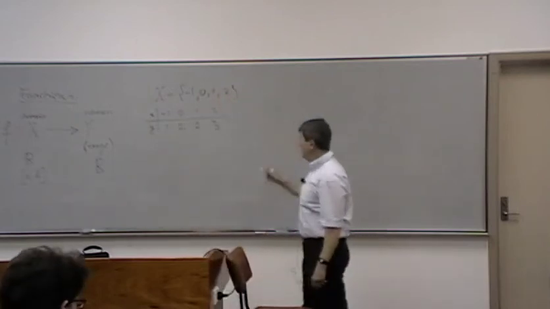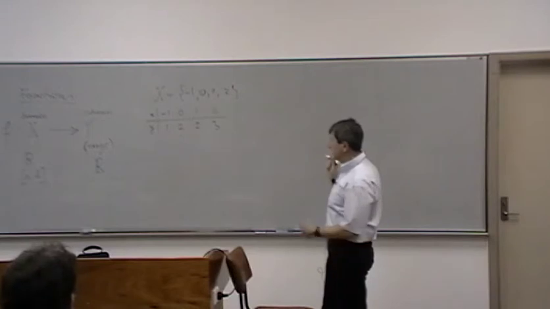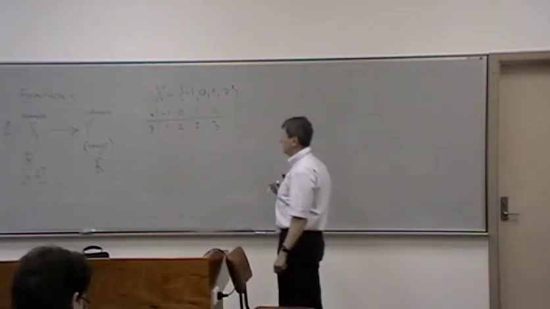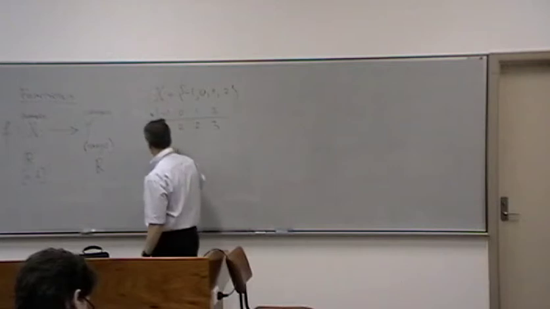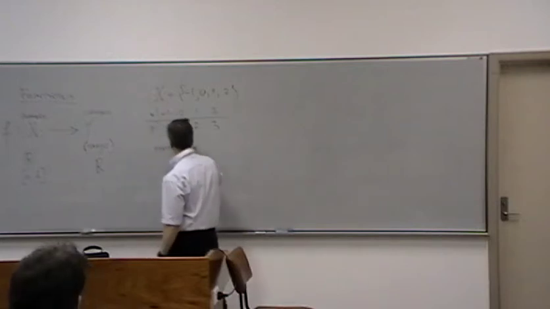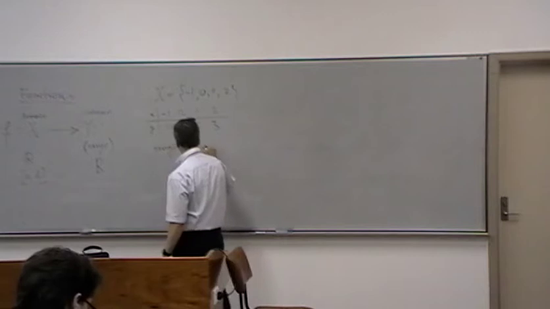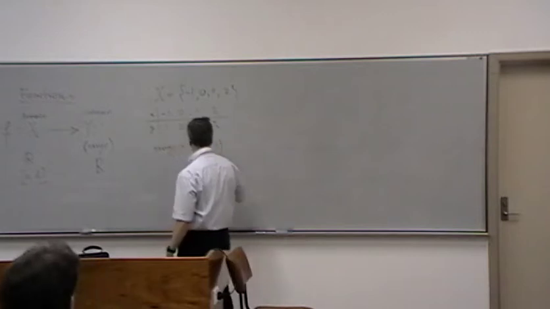And I could make up a codomain here, but as I said, we do not care too much about the codomains. It's more important to talk about the range. The range here is the set of 1, 2, and 3.